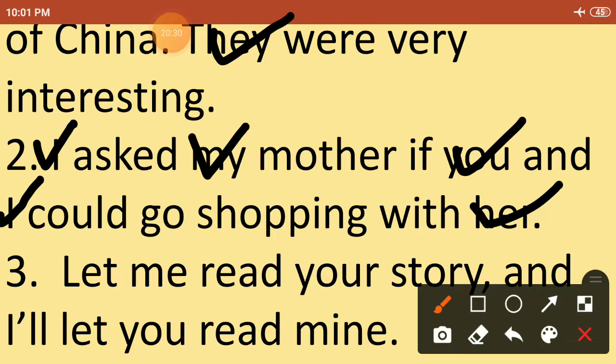Let's move to the third sentence. Let me read your story and I will let you read mine. In this sentence, me, your, I, and you. Is there one more pronoun? Yes, it's mine. So, me, your, I, you, mine. These pronouns we have highlighted here.